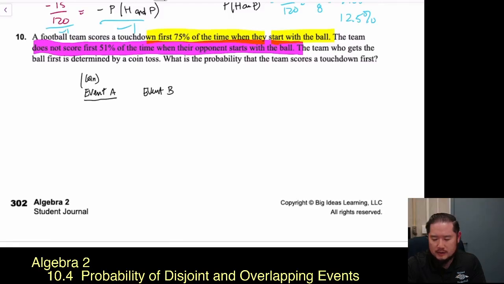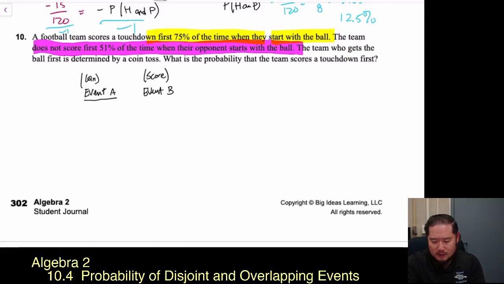And event B, it's all about scoring, right? If you think about it, they're talking about two things. You win the coin toss, you score the touchdown, or you don't win the coin toss and you don't get a touchdown. Well, in event A, you got to think, what is the percentage of you winning a coin toss? There's only two outcomes that could happen. You could either win the coin toss or not. And a coin has two sides.